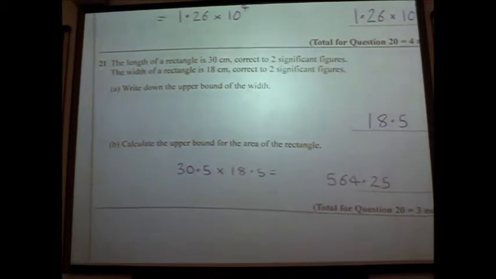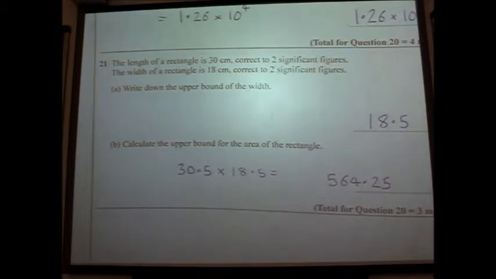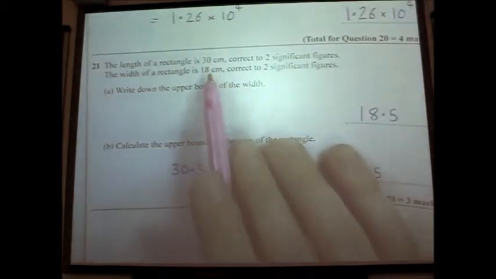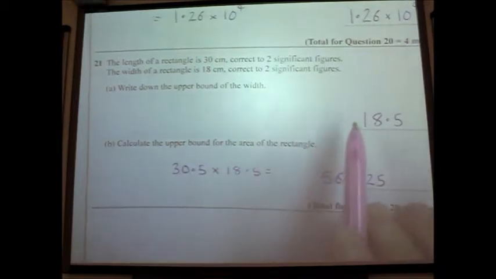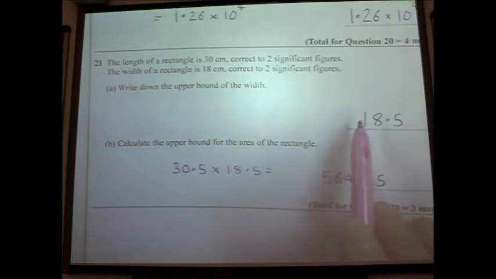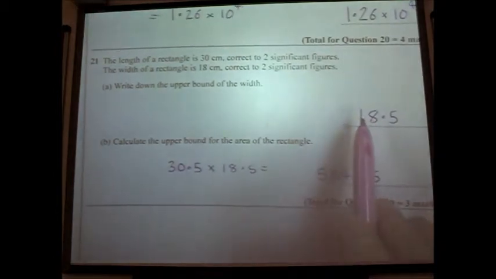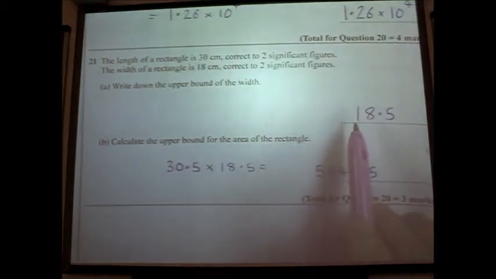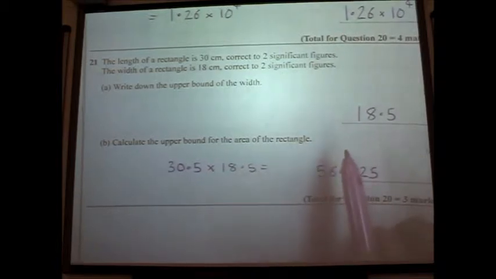The length of a rectangle is 30 centimetres, correct to 2 significant figures, and the width is 18, correct to 2 significant figures. Write down the upper bound of the width. Correct to 2 significant figures, that could mean it could go down as far as 17.5 or up to 18.5. A lot of people put 18.499999 recurring. Just put 18.5. If you want to be sure, put up to 18.5. It's probably a better answer.